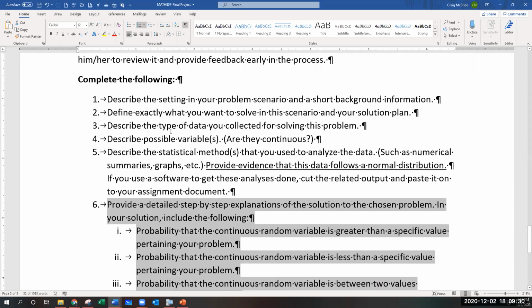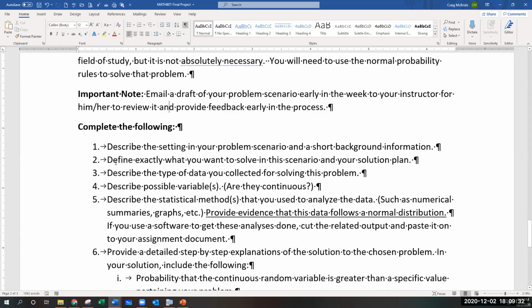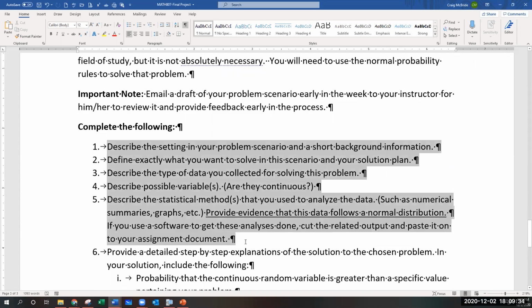Questions 1 through 5, like I said, can be on just any scenario you want. It would be nice if you could use a scenario that means something to you. So it'd be nice if you could use something that has something to do with your dissertation.